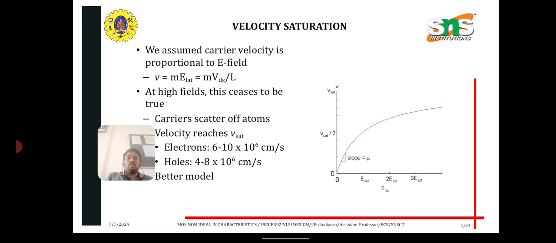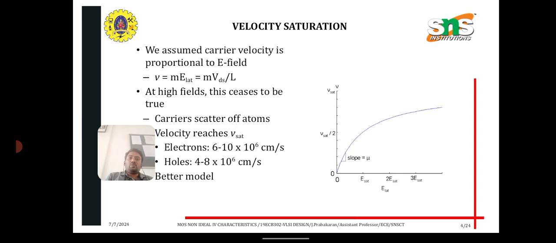And let me discuss the non-ideal transistor behavior. First one is velocity saturation. At high electric field, carrier velocity saturates due to scattering mechanisms, and the effect of this is to limit the maximum current, affect high speed operation, and reduce overall device efficiency.